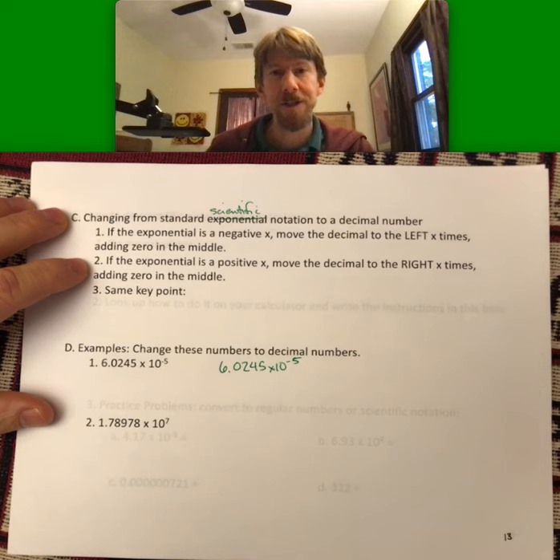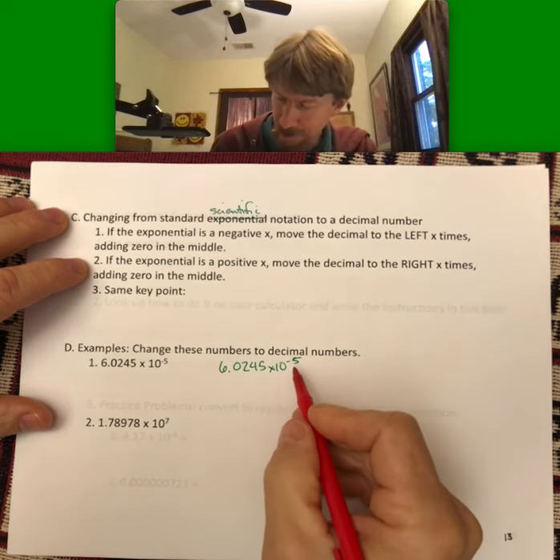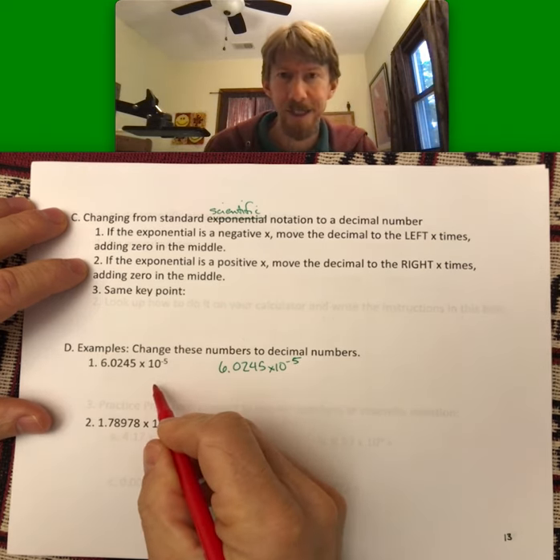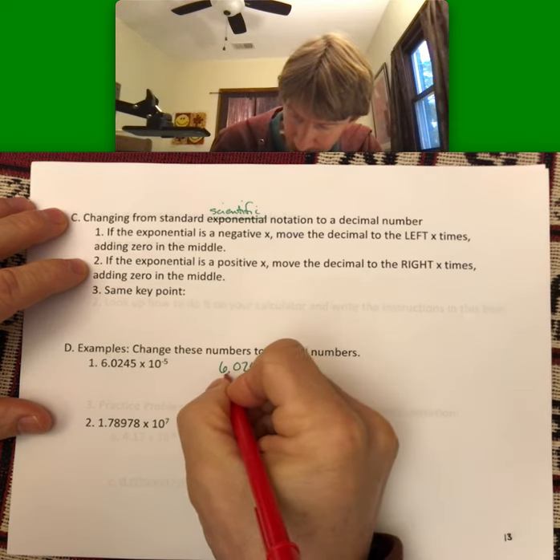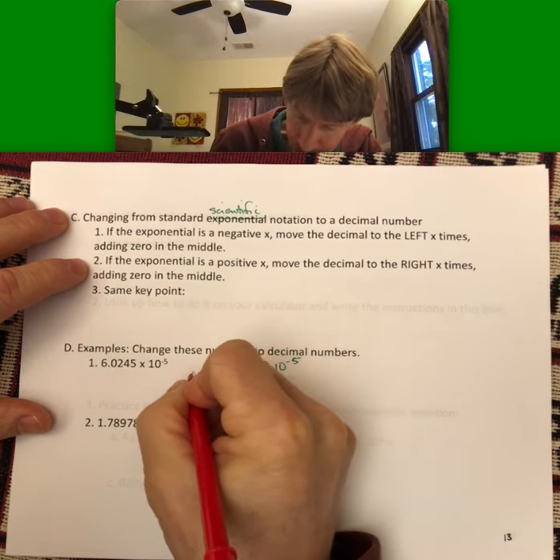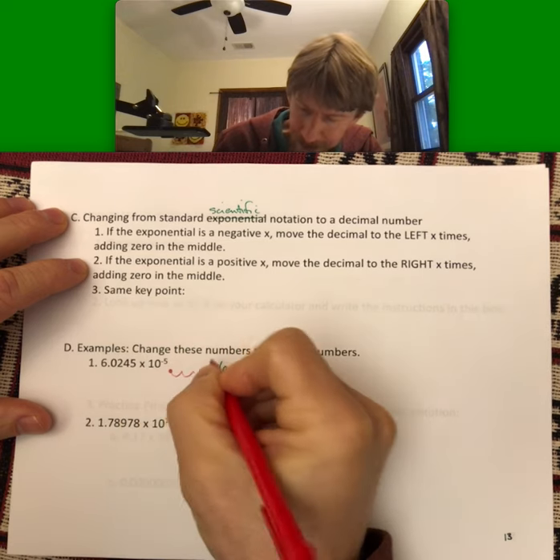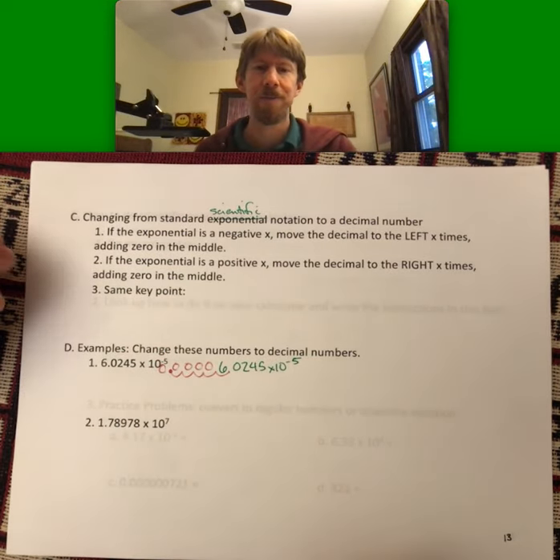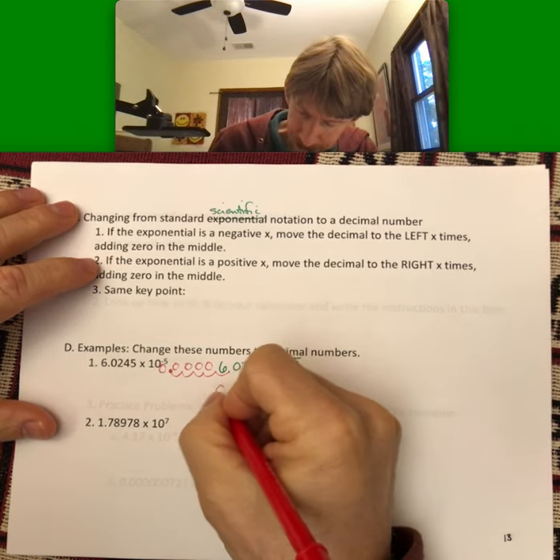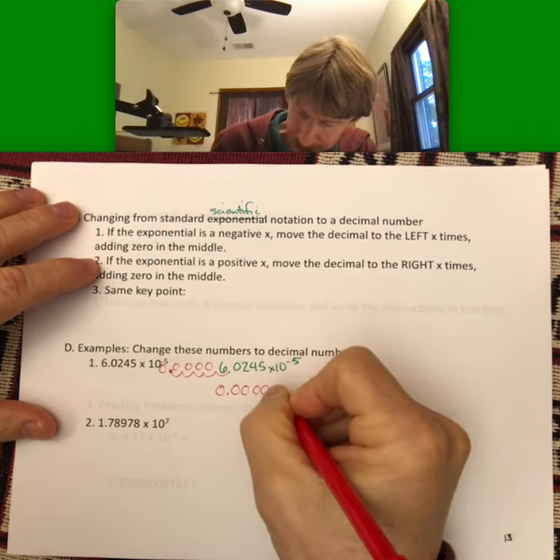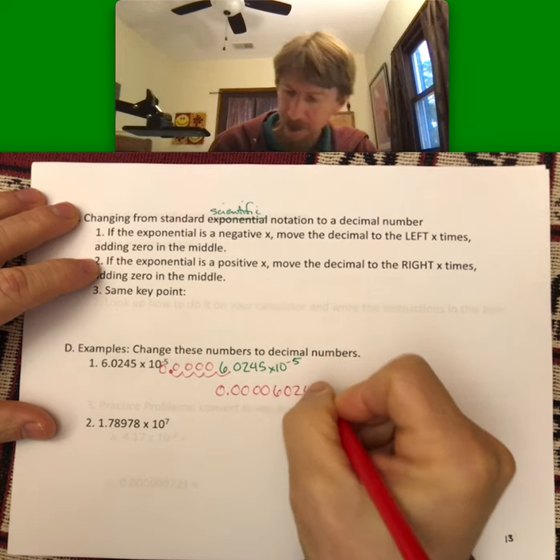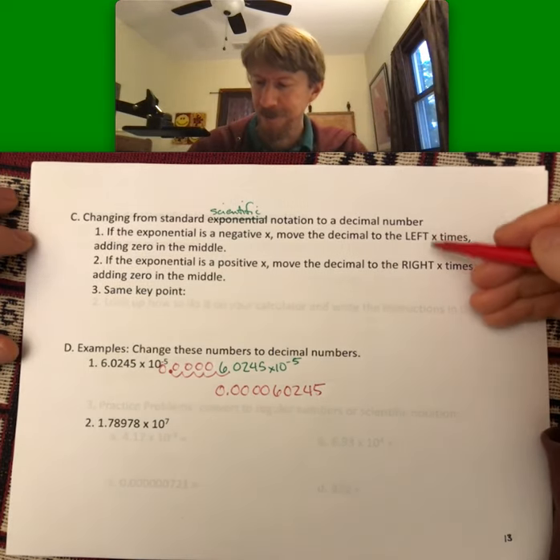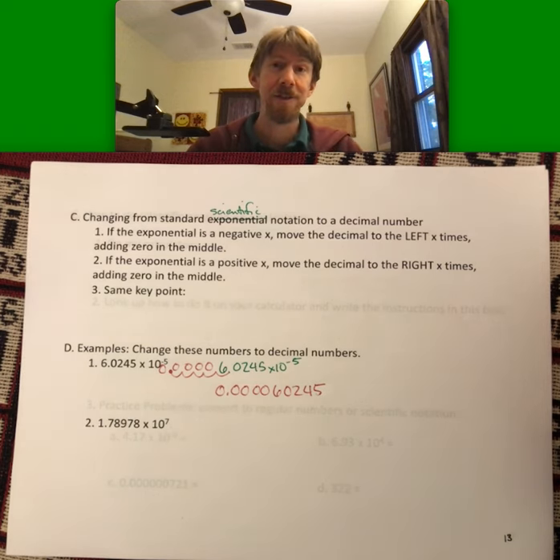And this is the first time I'm going to use another color. It's five places. This is a small number, so I'm going to move it to the left to get my decimal point over here. 1, 2, 3, 4, 5. And then I fill in zeros in each of those little cups, and then I put a zero on the edge too. So the final answer is 0.00006025.